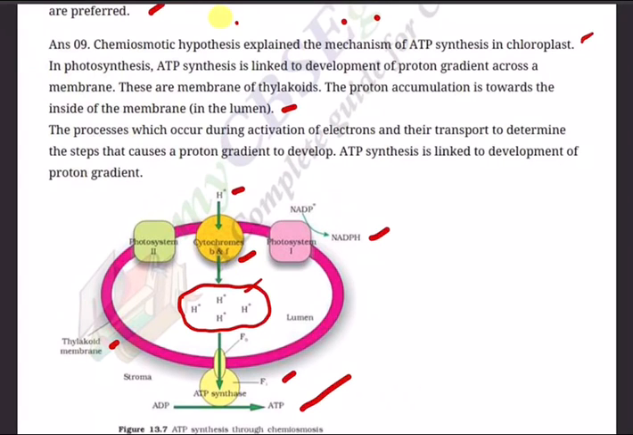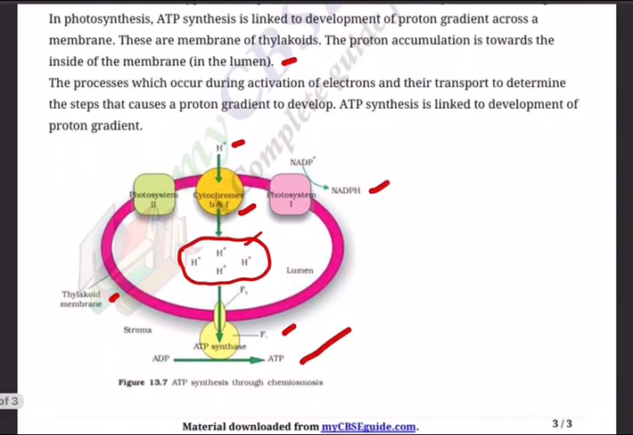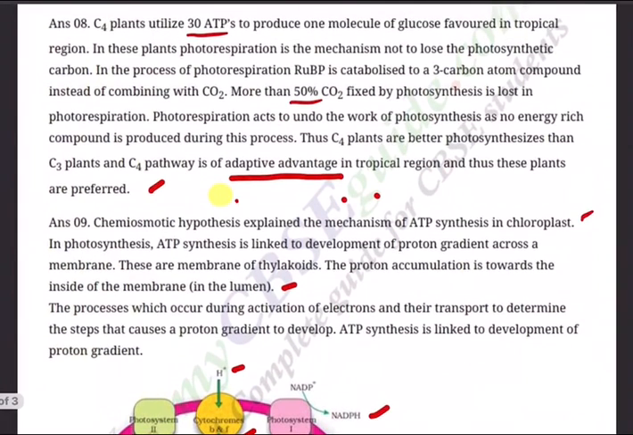The processes which occur during activation of electrons and their transport determine the steps that cause the proton gradient to develop. ATP synthesis is linked to the development of the proton gradient. Because of the presence of the proton gradient, you can see in the F0 F1 particle, the ADP combines with inorganic phosphate and forms ATP. So this is how the proton gradient, which is maintained in the lumen, will help in ATP synthesis. So in this way, large questions, large answers have to be supported with the correct diagram.